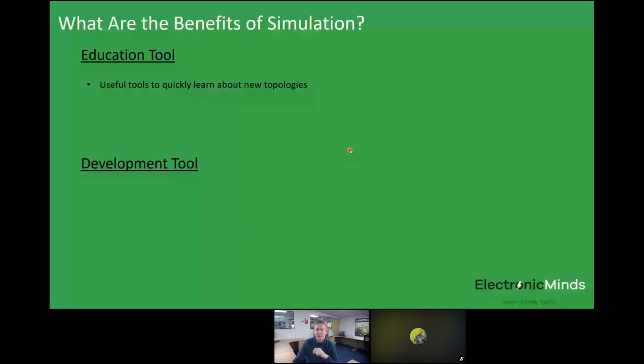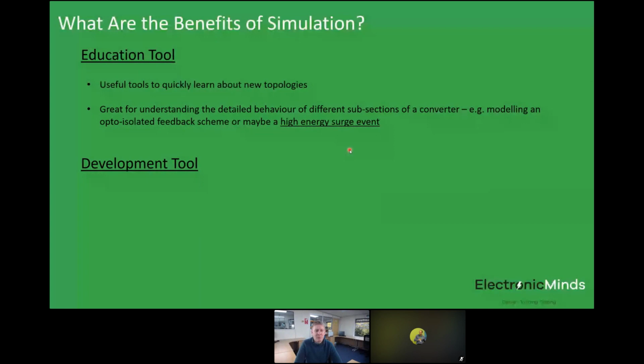I think simulation has its best place looking at very detailed subsections of a converter. So we don't typically model a whole converter in its full complexity of all different aspects at the same time. For example, it might be we're looking at trying to stabilize a particular converter. So we might want to model the frequency response of some opto-isolated feedback scheme for a flyback converter, for example. So we might just model that one part of it and ignore the rest of it. You're just focusing on one particular area.